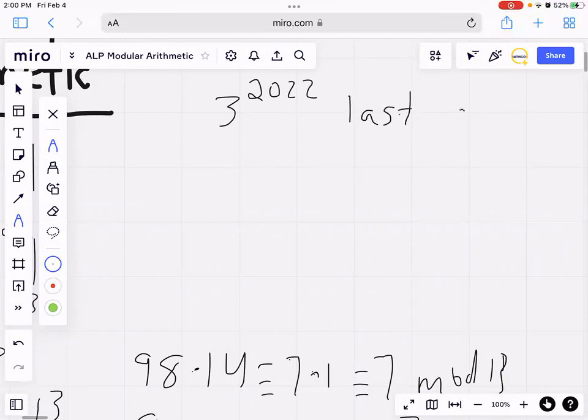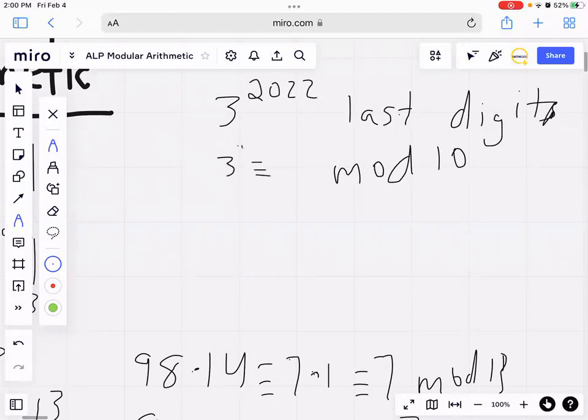Whenever something asks for the last digit or the last so many digits, we always want to work in mod a power of 10. Since this is just the last digit, it's just one digit, so we want to work in mod 10. So 3 to the power 1 is congruent to 3 mod 10. And then 3 squared is 9, which is 9 mod 10.